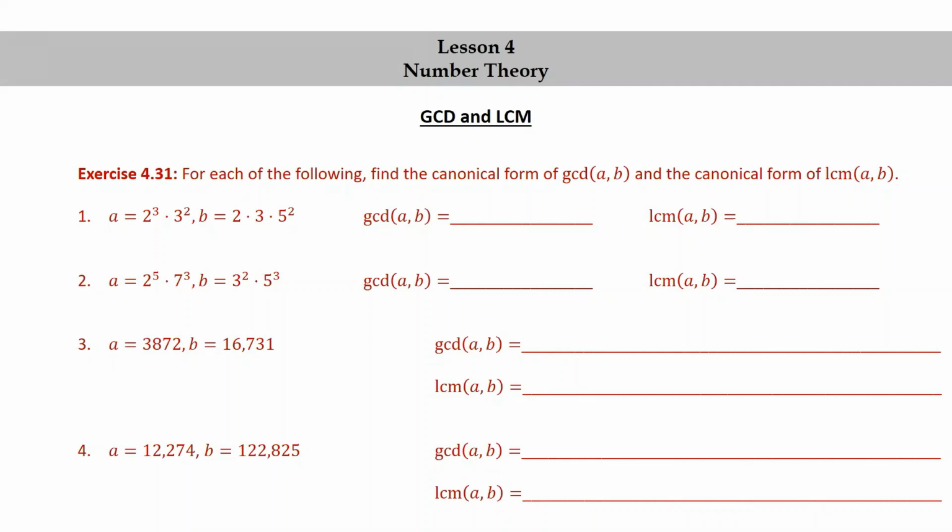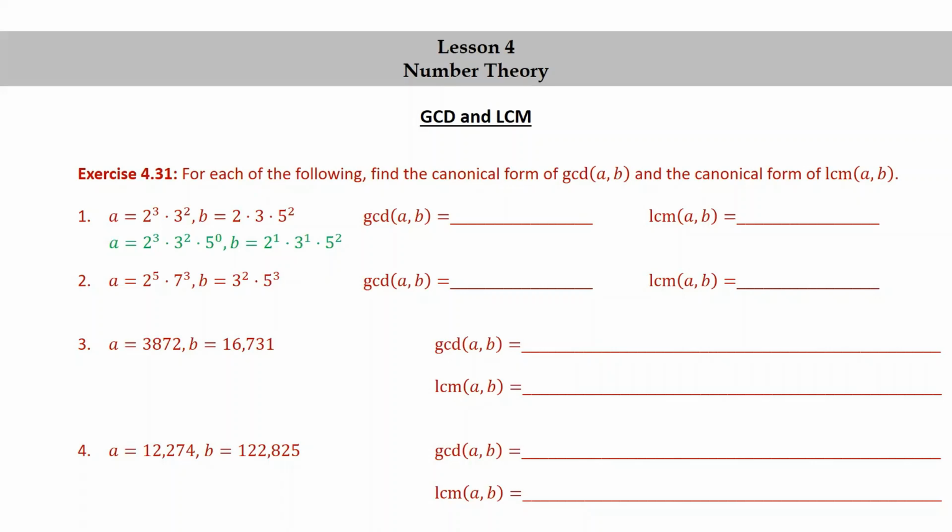Okay, the first one, A equals 2 cubed times 3 squared, and B equals 2 times 3 times 5 squared. We first rewrite these prime factorizations as complete prime factorizations. So we have A equals 2 to the 3rd times 3 squared times 5 to the 0, and B equals 2 to the 1 times 3 to the 1 times 5 squared.